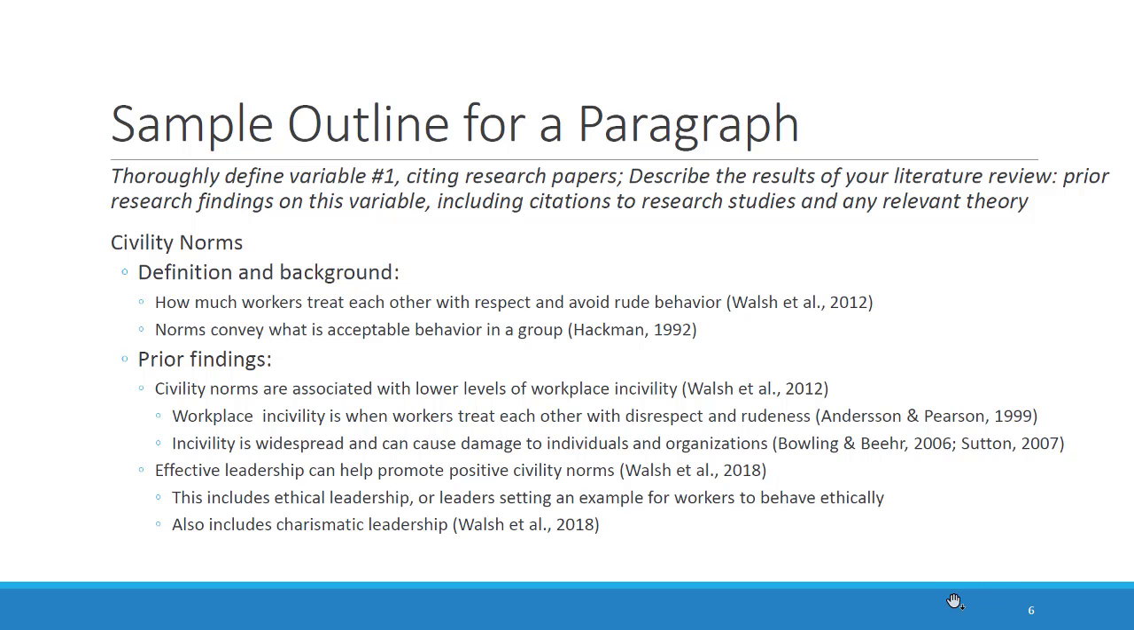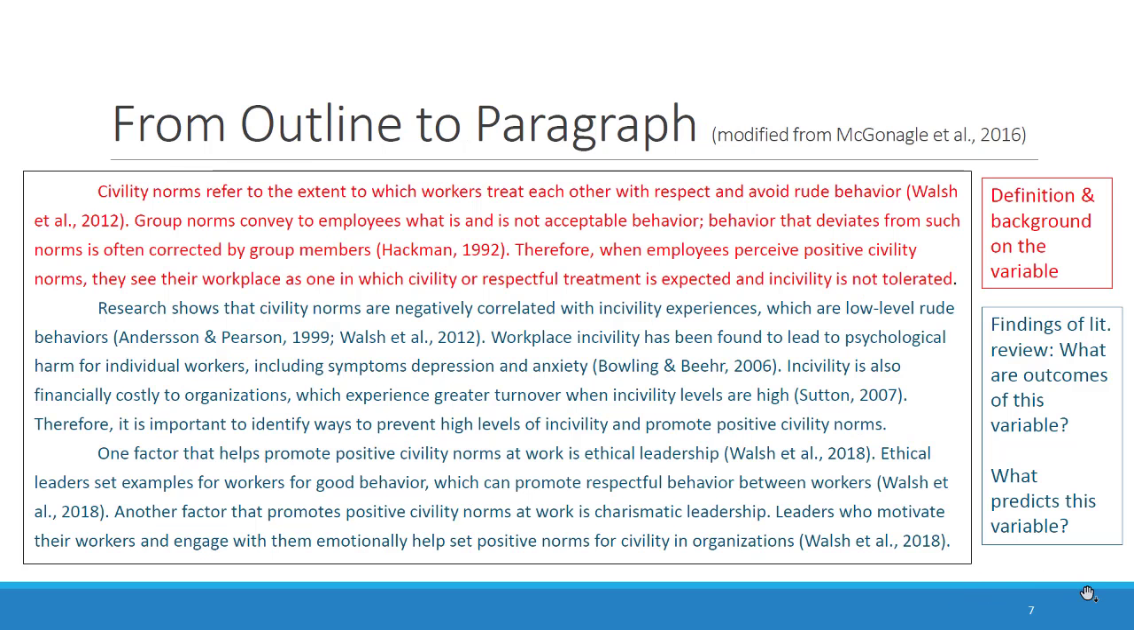Now, on the next slide, slide 7, we will take a look at how I turned that outline into paragraphs. So the part in red near the top is the definition and background on the variable civility norms. So I turned those bullets into sentences like this. I said, civility norms refer to the extent to which workers treat each other with respect and avoid rude behavior, Walsh et al. 2012. Group norms convey to employees what is and is not acceptable behavior. Behavior that deviates from such norms is often corrected by group members.